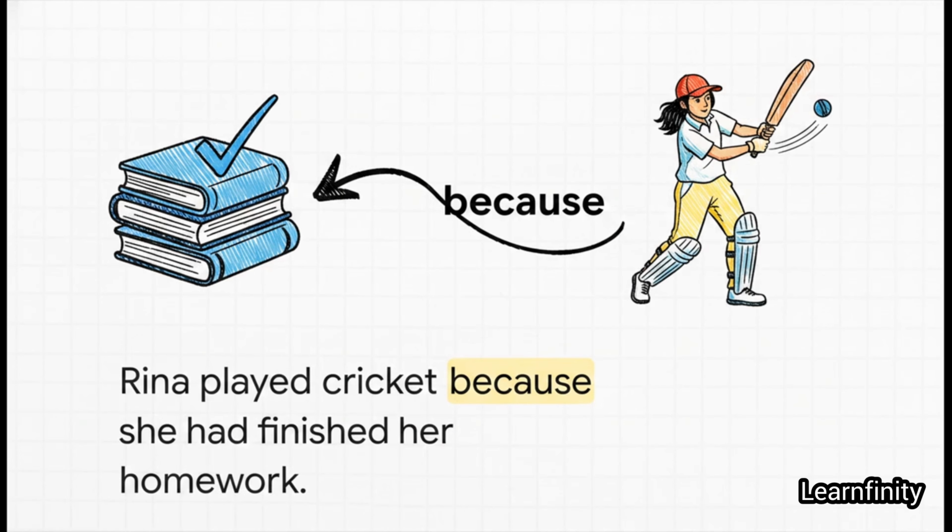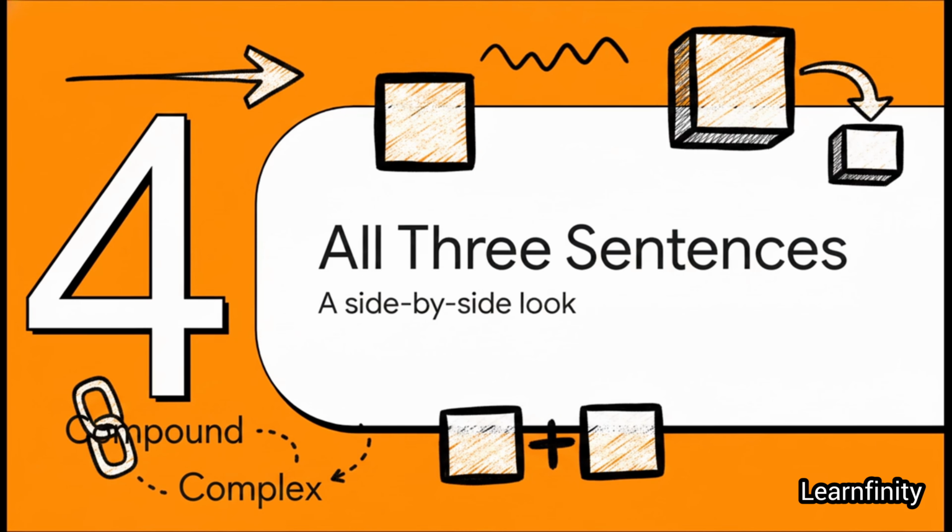So let's see what happens when we use one of these words. In our example, Rina played cricket because she had finished her homework. That word because is doing something really important. It's telling us the reason Rina played cricket. It adds a whole new layer of detail to our sentence. Awesome! We've now covered simple sentences, compound sentences, and complex sentences.